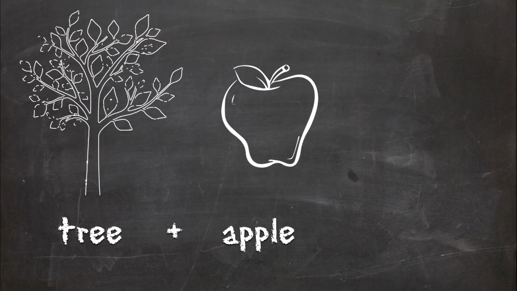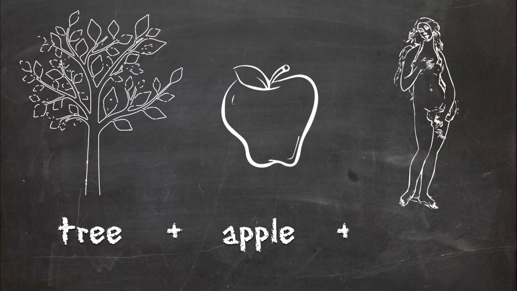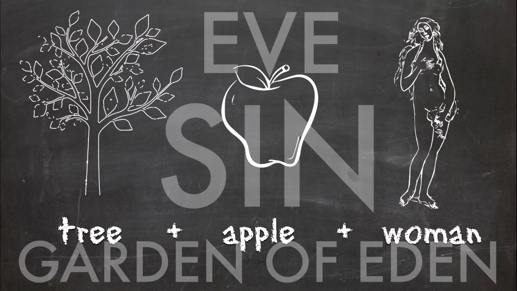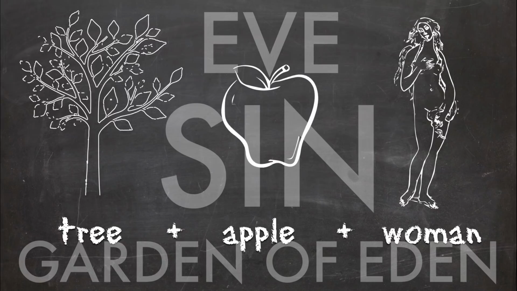And now I'll add a third image and it will completely change the meaning of it. Now I'll add a woman to it. And now it's completely different. Now it's Garden of Eden, it's Eve, it's sin. So what did I intend? Why did I show you that? What's the meaning of it? What's the answer? This question of artist intention is as old as time.